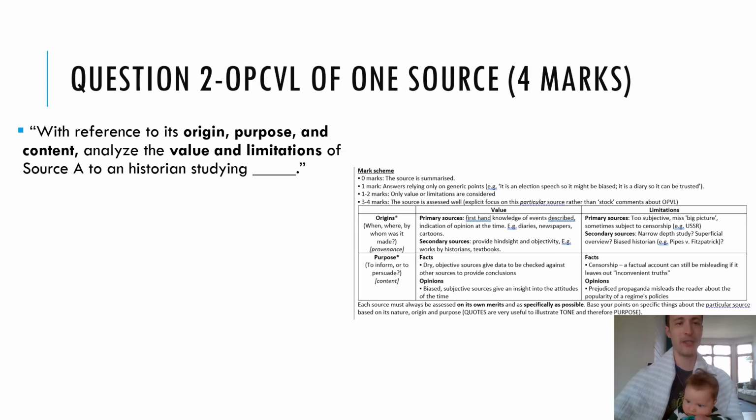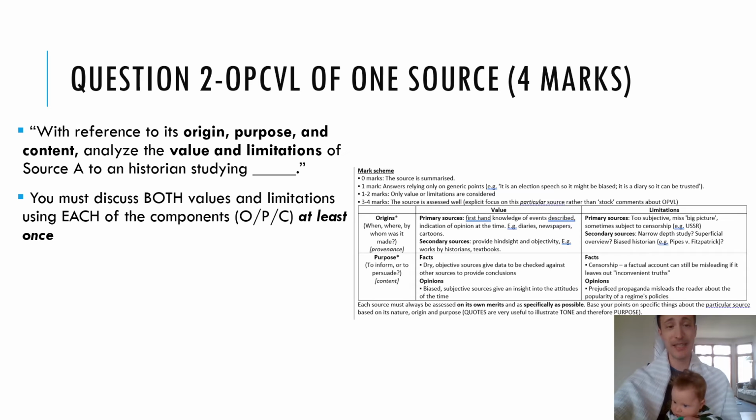Okay, so it'll say something like, with reference to its origin, purpose, and content, analyze the value and limitations of source, blah, in this case A, to an historian studying blah, and it'll have some specific thing about the topic that you have to know about. You've got to talk about both values and limitations using each of the components. So you have to use origin sometime in there, purpose sometime in there, and content sometime in there.